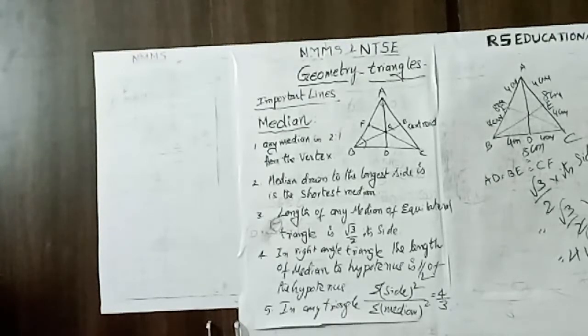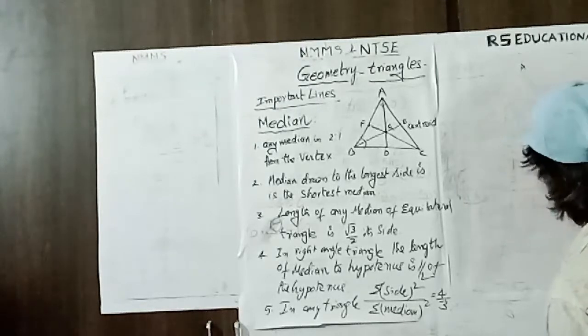Very important. In an equilateral triangle, the length of the median is equal to root 3 by 2 into its side. Since all the sides are equal, that's why we write one side. Okay, right.